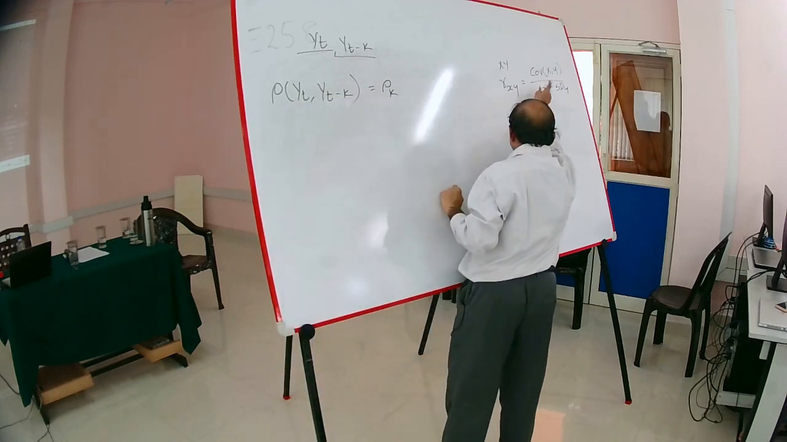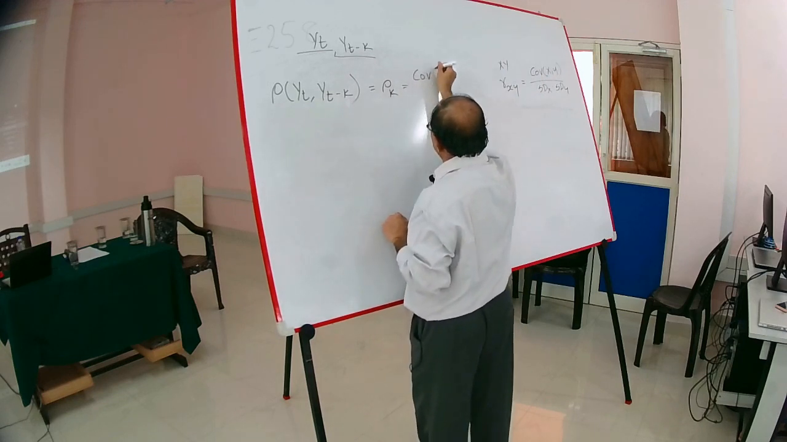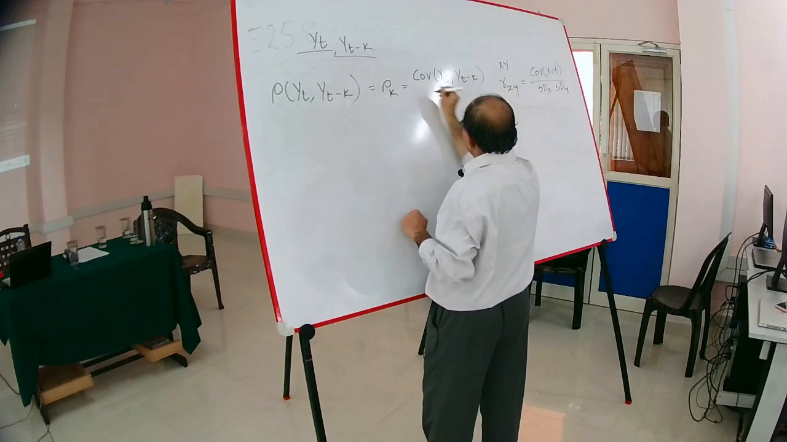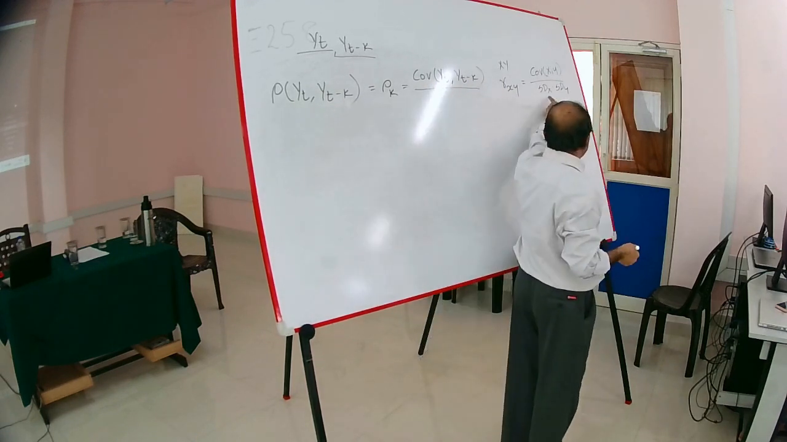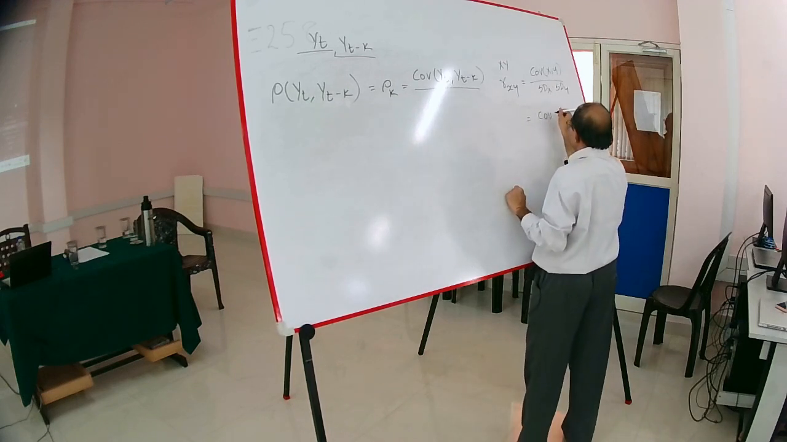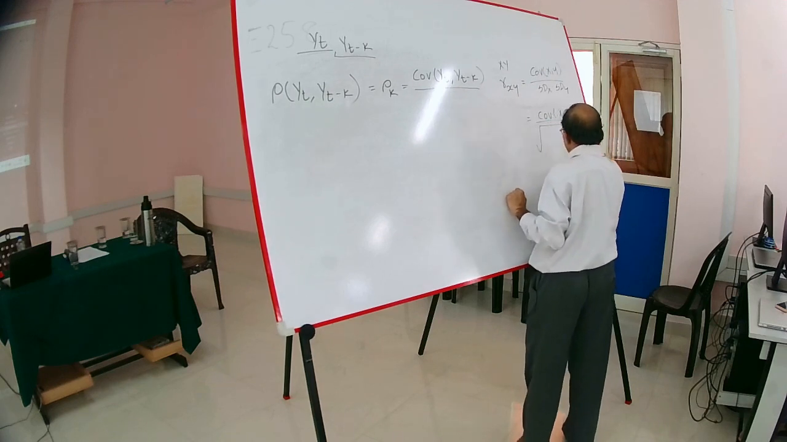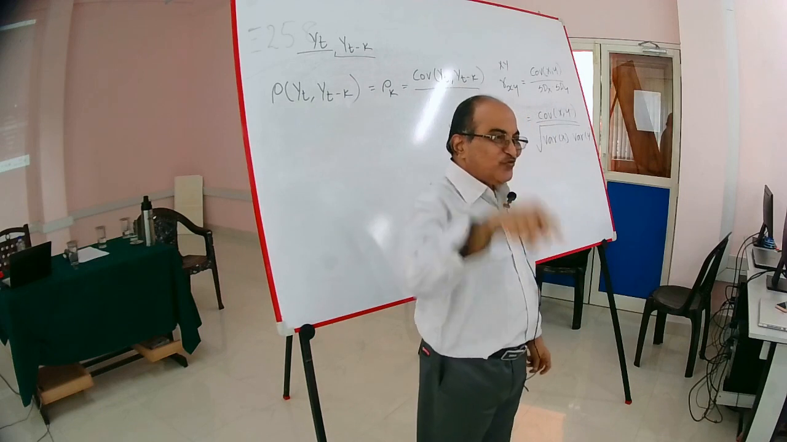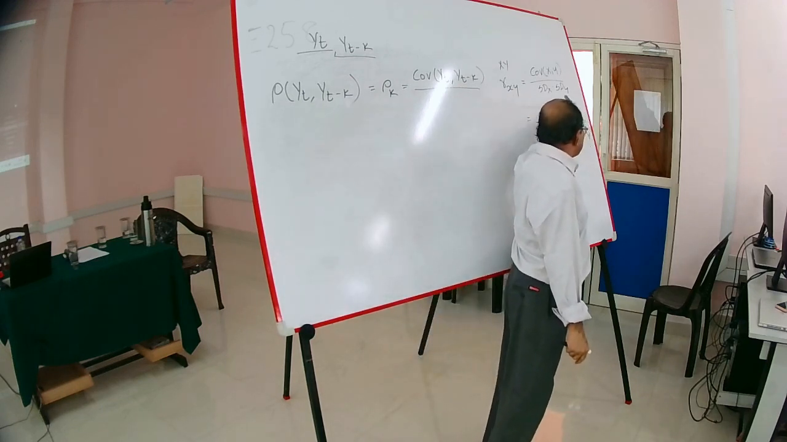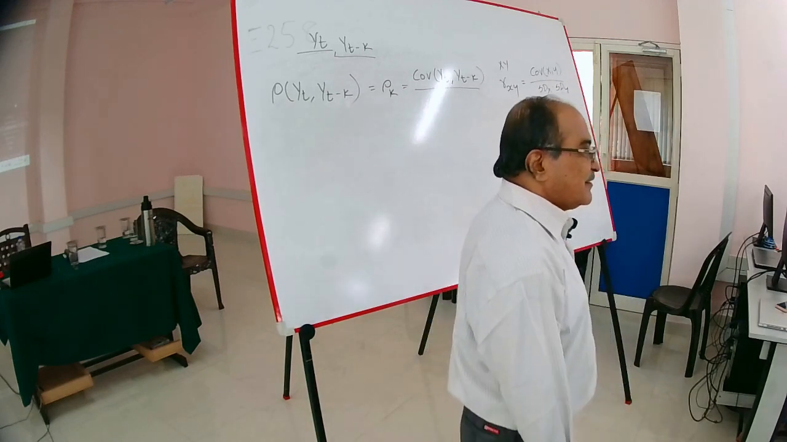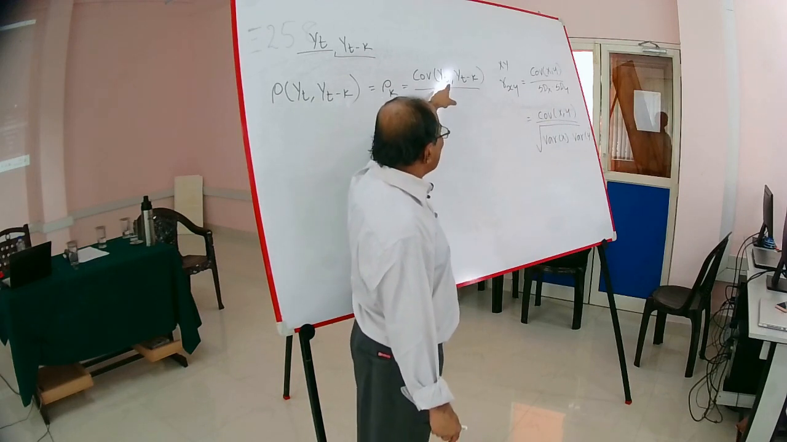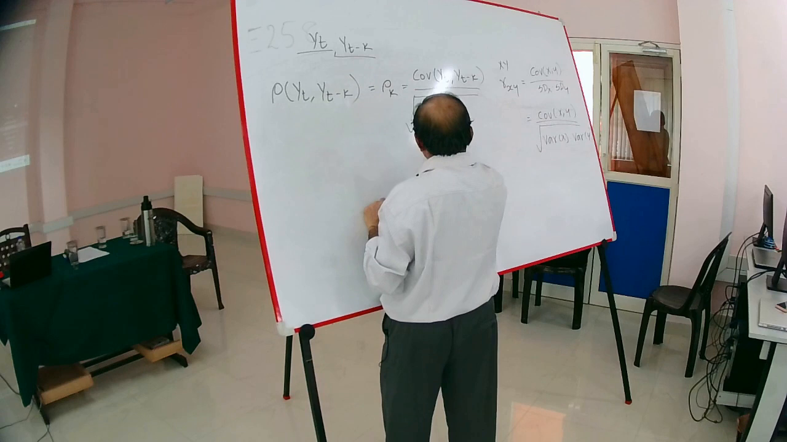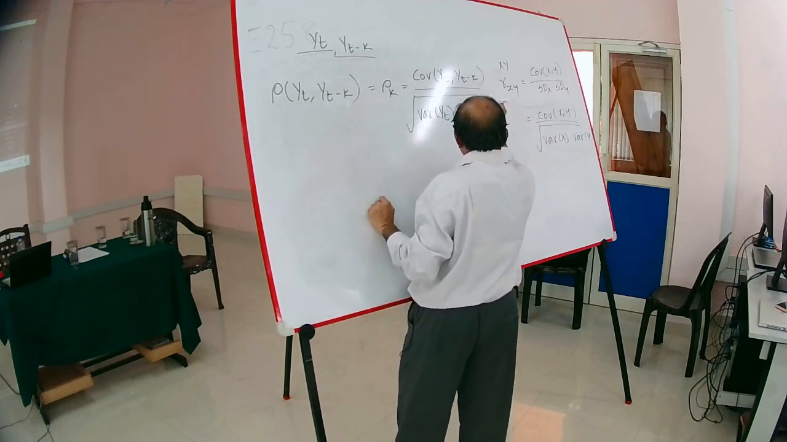Now remembering this, how do we get this? It is the covariance of y_t and y_{t-k}, divided by, now how do we get the standard deviation? This is equal to covariance of x and y divided by the square root of variance of x into variance of y. The square root of variance of x is the standard deviation of x, and the square root of variance of y is the standard deviation of y. Is it clear? Then how do we write this one? Covariance of y_t and y_{t-k} divided by the root of variance of y_t and variance of y_{t-k}.